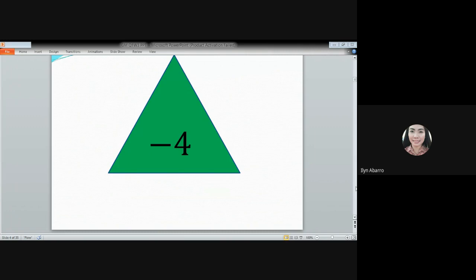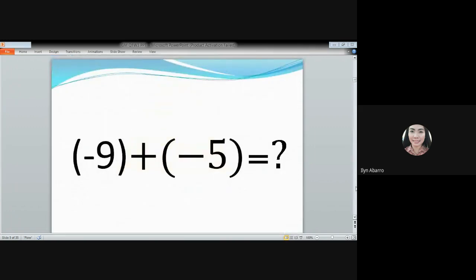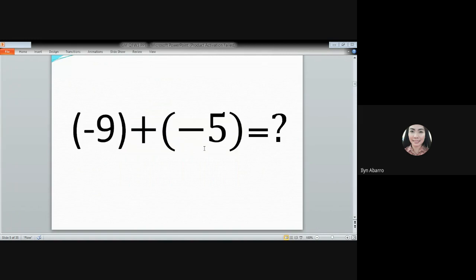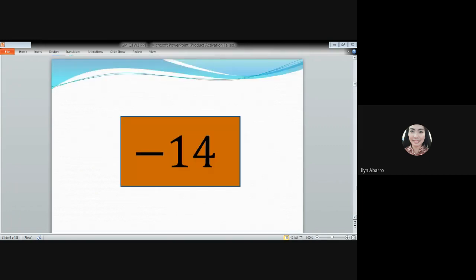Okay, let us proceed. Let us have another one. Negative 9 plus negative 5. So in here, we are adding two integers with the same sign. They are both negative. Okay, so if we are adding integers with the same sign, we will add their values and use the common sign or yung sign nila. So our answer will be negative 14. Okay, you add 9 and 5, that is 14, and then use the common sign which is negative. That is why our answer is negative 14.